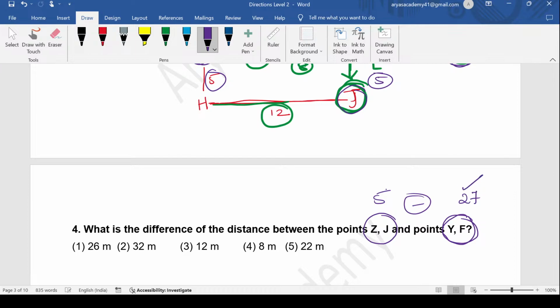As this is the highest value, you have to subtract 5 from the highest value, 27. So 27 minus 5 will give you a value of how much? 22. So the difference between the distances is 22 meters, which is option 5. So option 5 is the correct answer.